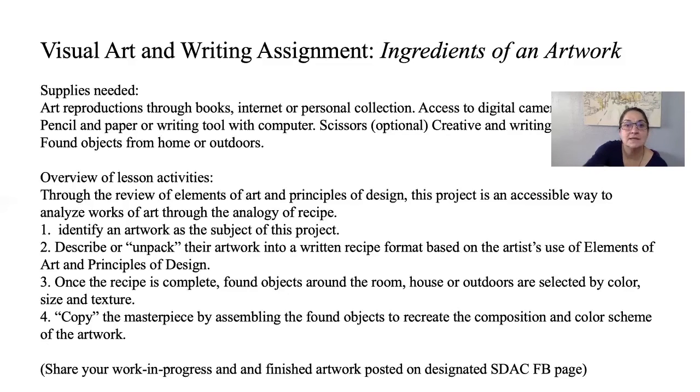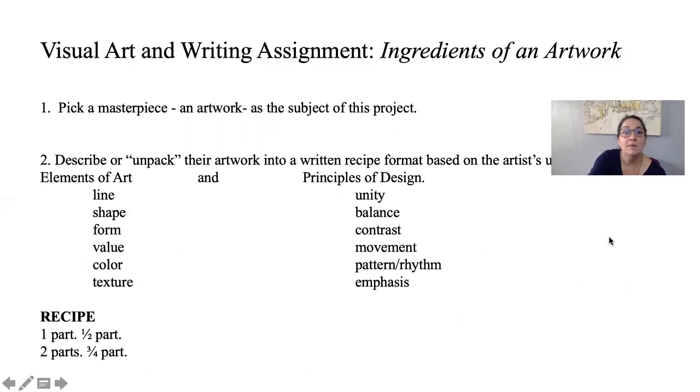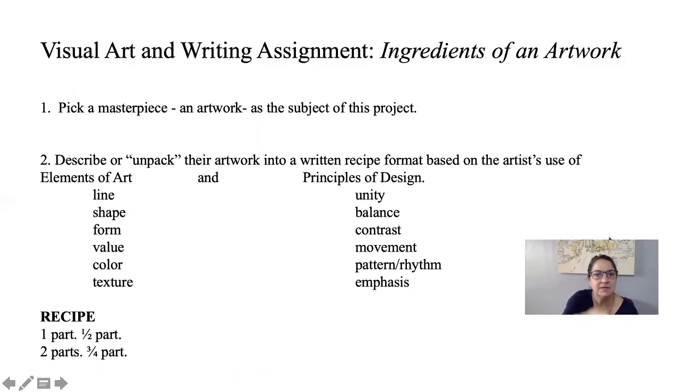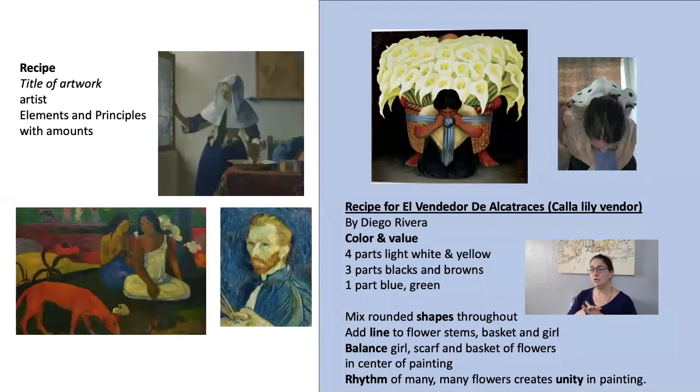Okay, so let's see. Pick a masterpiece, did that, which is going to be the subject, and then unpack or describe the artwork in terms of a written recipe. So a recipe is like one part of this or half of that. Use very simple proportions: two thirds, one half, two parts. And then the elements I wrote out here again: line, shape, form, value, color, texture; principles: unity, balance, contrast, movement, pattern, rhythm, and emphasis. And again, the goal is to think and play. And the good news is this isn't graded, but it's a pretty good challenge.